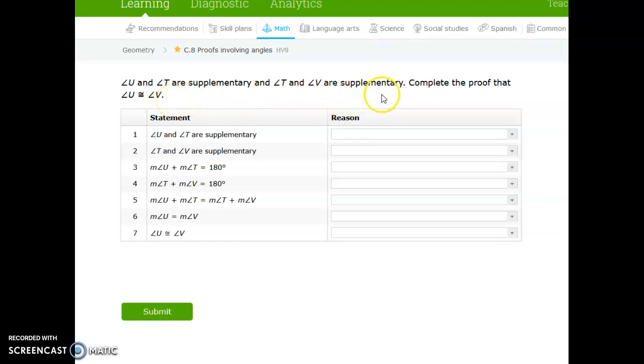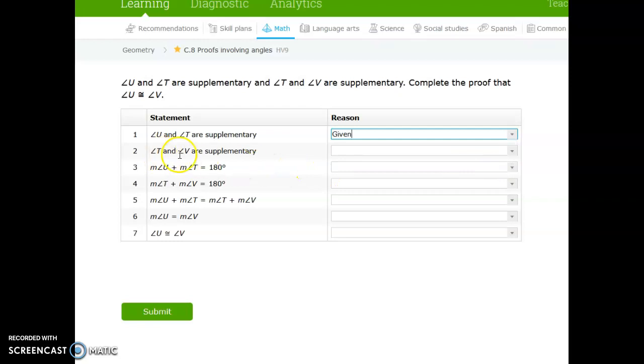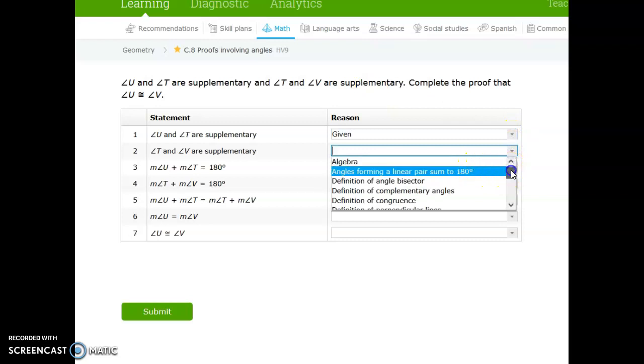Okay, so in the scenario that's been given to us, we can see that we've been given some information. So we're going to expect to see these two statements on the first two lines, and the reasons for those statements are going to be given. All right, so let's take a look. And we do have that here. Angle U and angle T are supplementary. That was given to us, so we're going to select given as the reason. Angle T and angle V are supplementary. That was given to us, so we're going to select given as the reason.